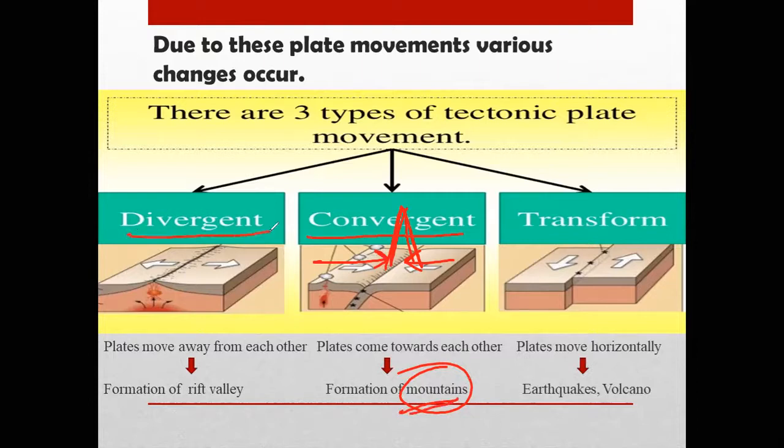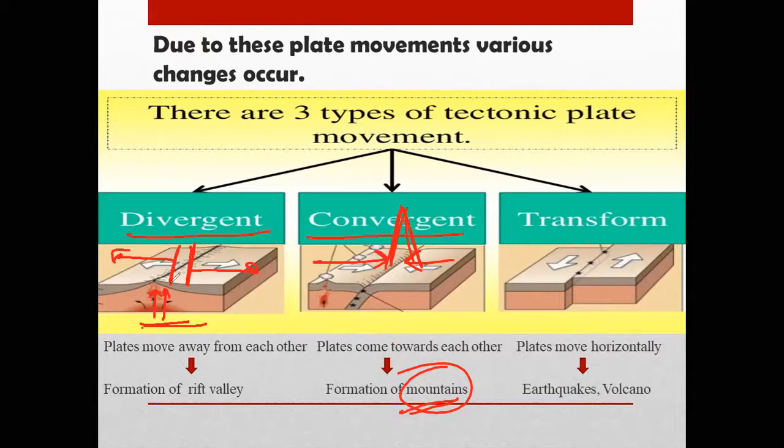Now in divergent plate movement, due to the convection currents released by magma inside the mantle, the plates diverge from each other. Diverge means to move away from each other. When they move away from each other, it leads to creation of gaps between them. These gaps are called rift valleys. And this process is called faulting.